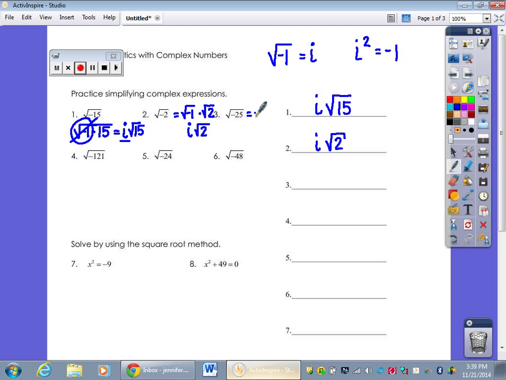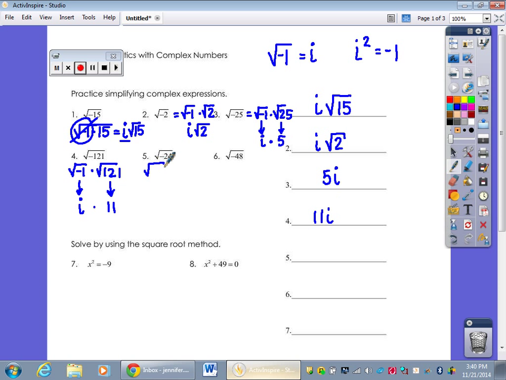Okay, so here we have the square root of -1 times the square root of 25. Now the square root of 25 is 5, no radical. The square root of -1 is i, and we're multiplying those together. So this is going to be 5i, or i times 5. Okay, here we have the square root of -1 times the square root of 121. So the square root of 121 is 11. The square root of -1 is i. So this is going to be 11 times i, which is 11i.